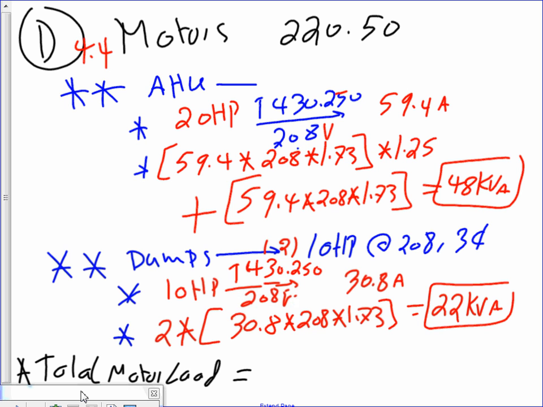Horsepower, that's the table. This is T for table. 430.250 under column 208 volt. So it's 30.8 amps. Yep, that's what you get out of that table. This one doesn't take one motor's time, so you use the motors above it. Yes, good point.